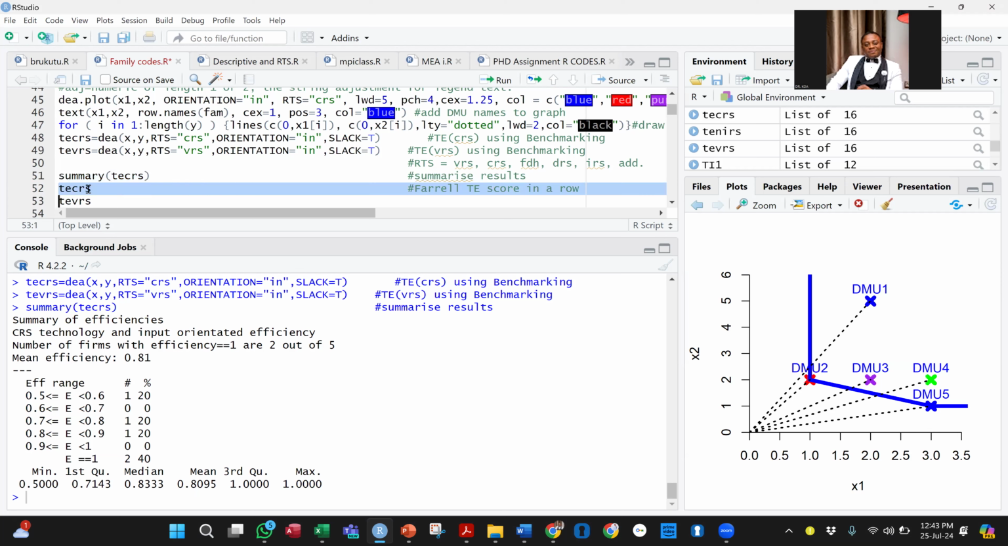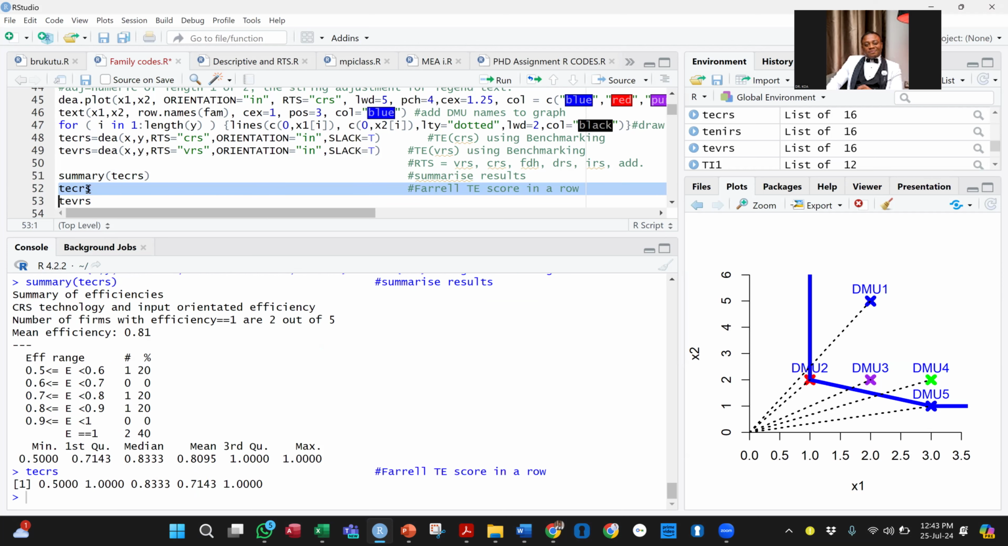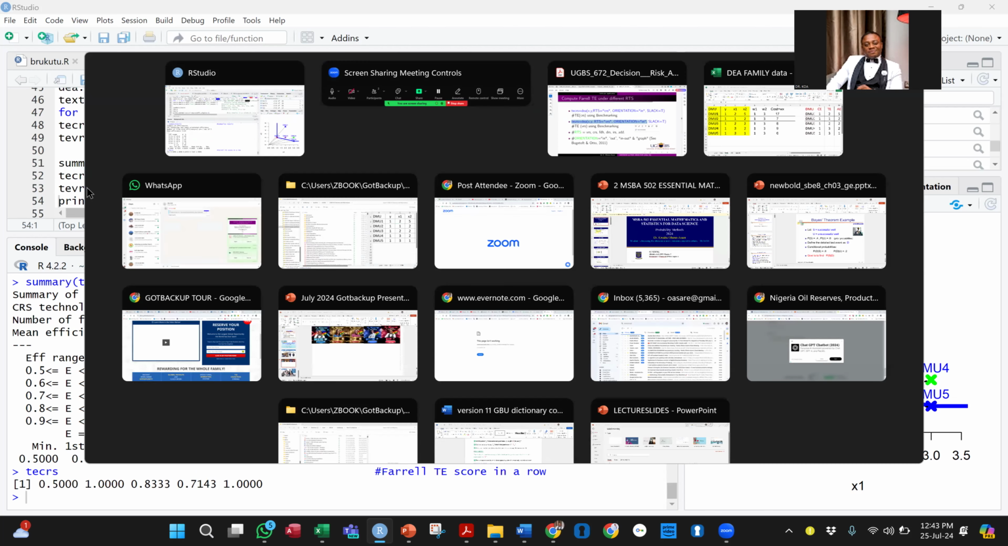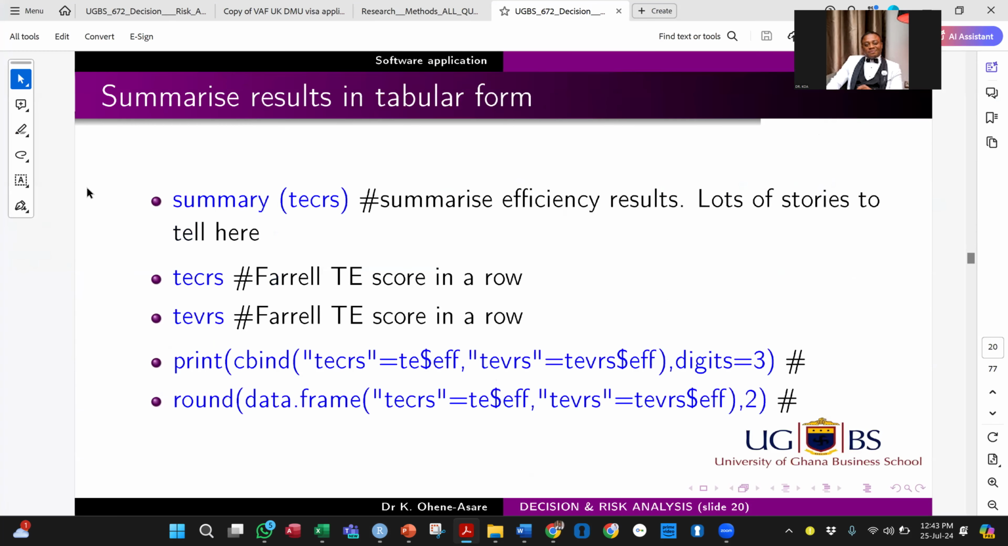Now let's get individual efficiency scores by running the command TECRS. So when you do TECRS, you get this result, which is for each one. But these results I don't like. I like the one that is printed. So let me show you the one that is printed. When you go here, the last but one bullet, and then I like the last bullet here, the one that shows you this, up to 2 decimal places. I think up to 3 decimal places is good.